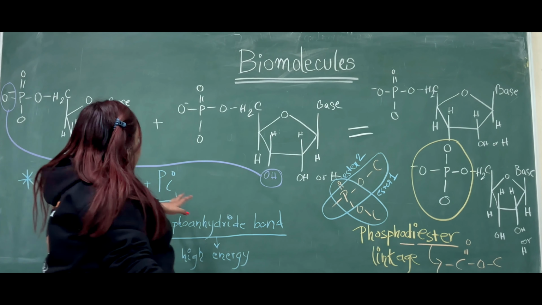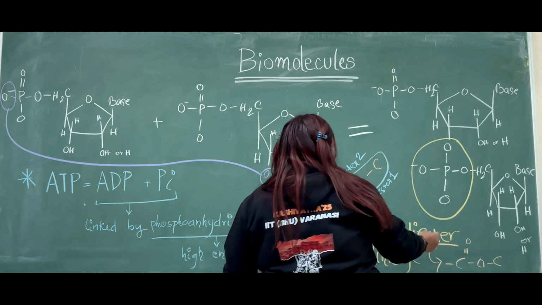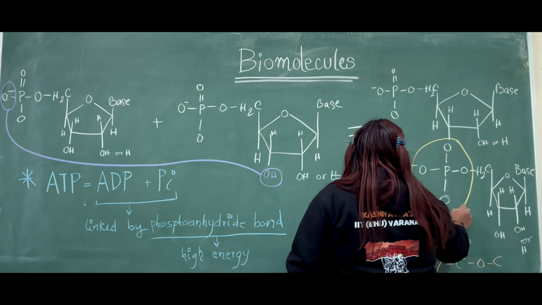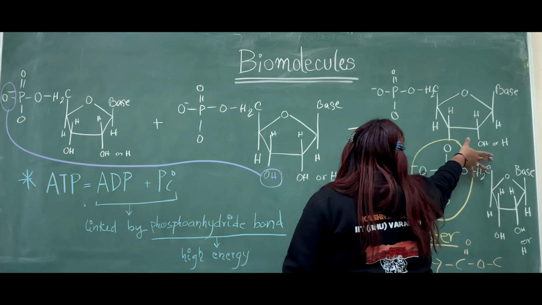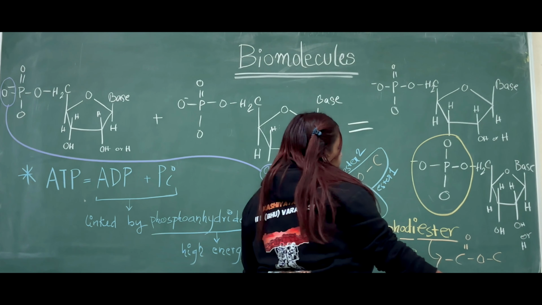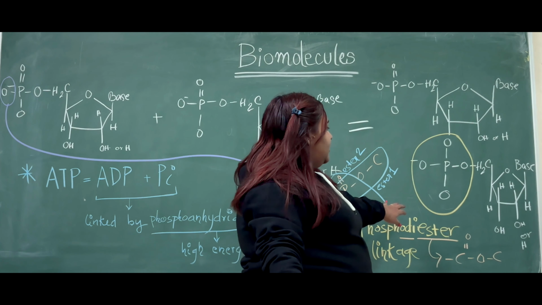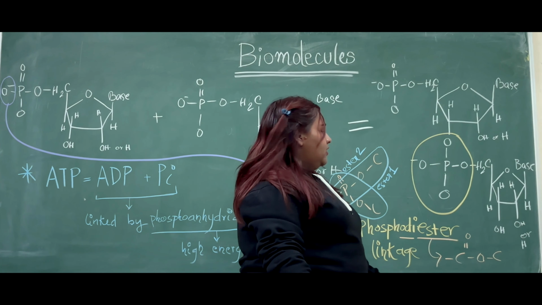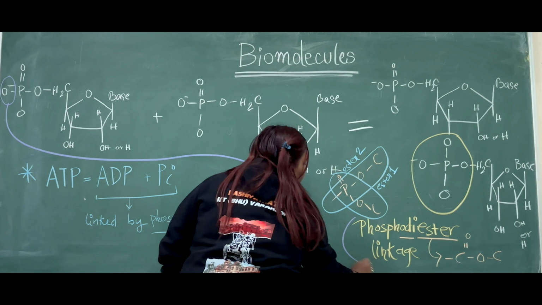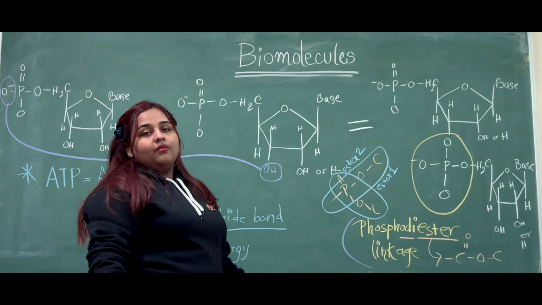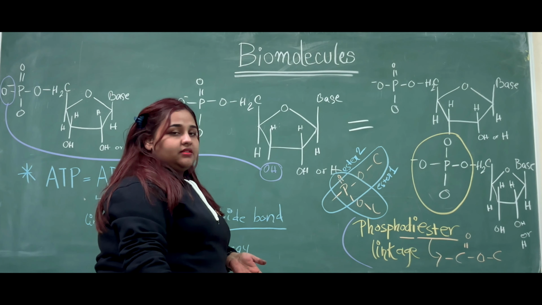And when they form a bond, this phosphate group comes here and joins these two molecules. Okay. And this is called the phosphodiester linkage. Okay. Now, why is it called the phosphodiester?